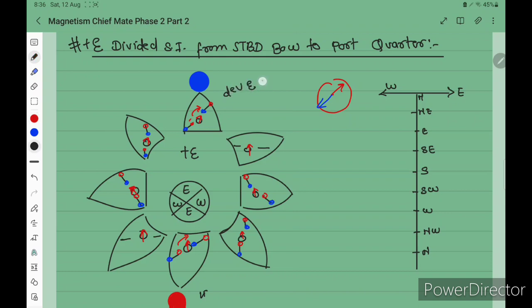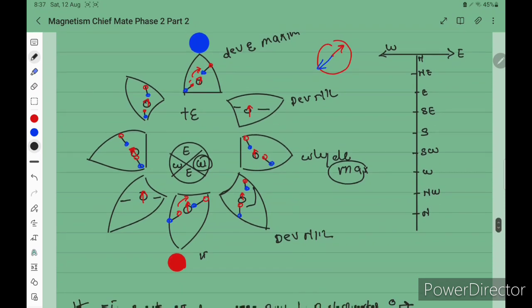So let's see: deviation easterly maximum, here deviation nil, westerly deviation maximum. You can see here, right? Okay. Here deviation nil, because it is in line with the earth's magnetic field. Here easterly deviation maximum, here deviation nil, westerly deviation maximum, here deviation nil.